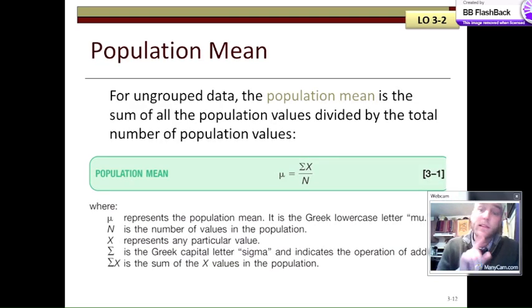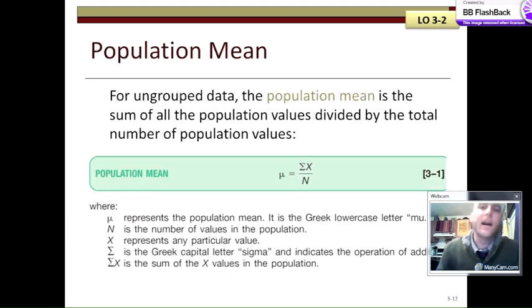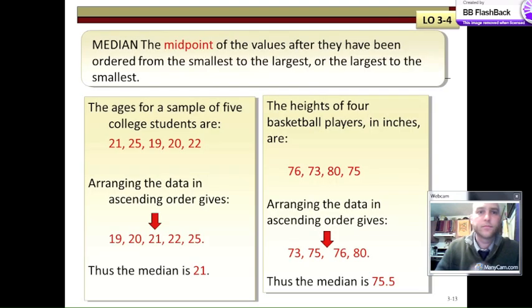So if we look at the population mean here, now we're introducing the Greek letter mu, which kind of looks like an M. And we also see that the denominator there is a capital N, which means that it's population size. All we have in these two formulas, you add up all the things and divide by how many there are. The median is the midpoint, after they have been ordered from smallest to largest.